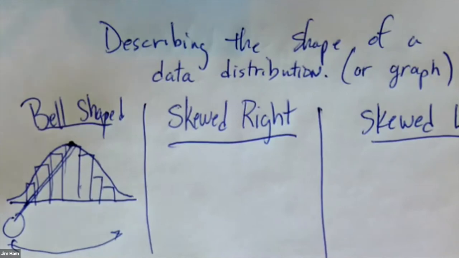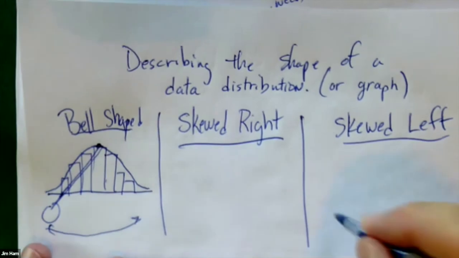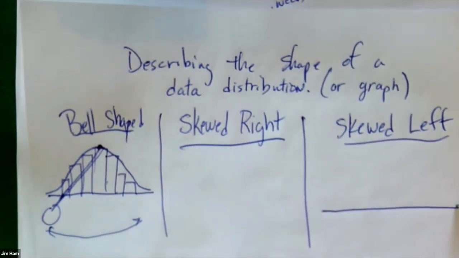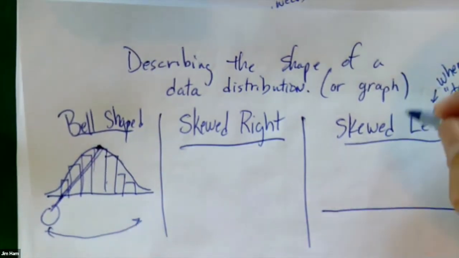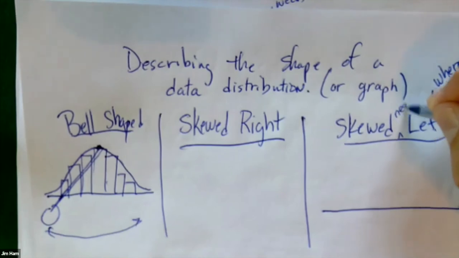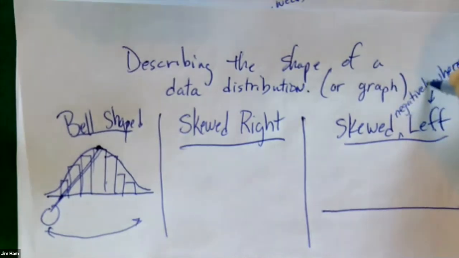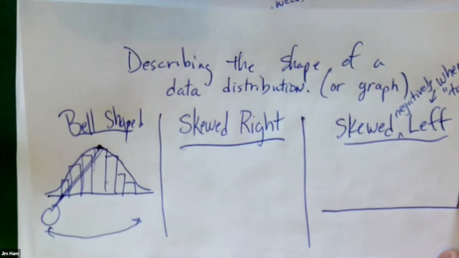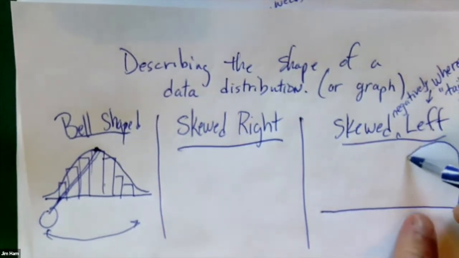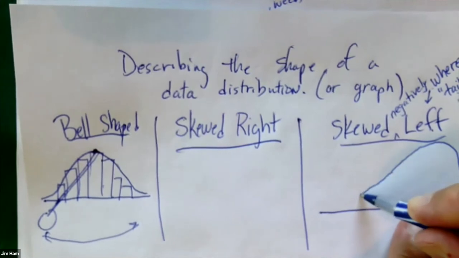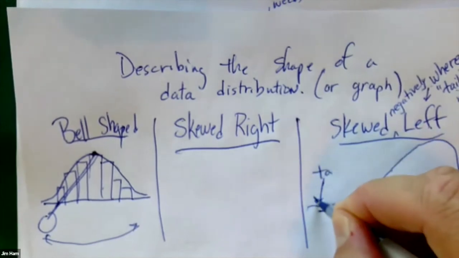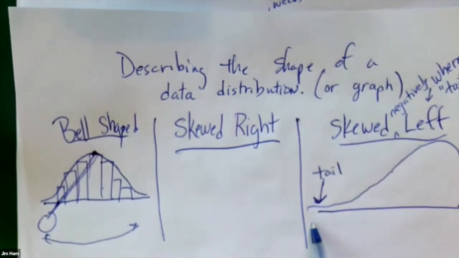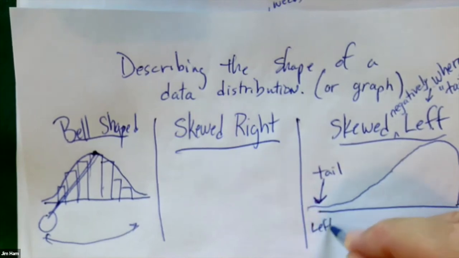Now on a number line, smaller numbers appear to the left. And so we always describe the distribution based on where the tail is. If it's skewed left, sometimes we call that negatively skewed. And the data will look like this. Most of the data will fall to the right, but you'll have a few straggling data values that come over here to the left. So here's the tail, and the tail is to the left. So we say that this is left skewed.